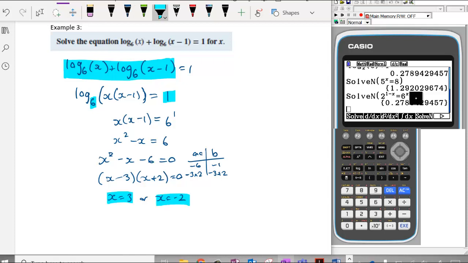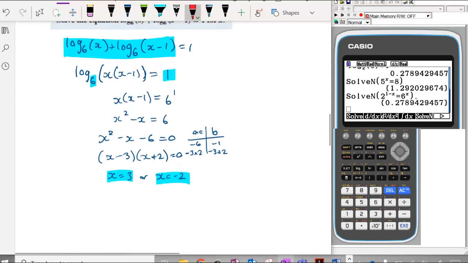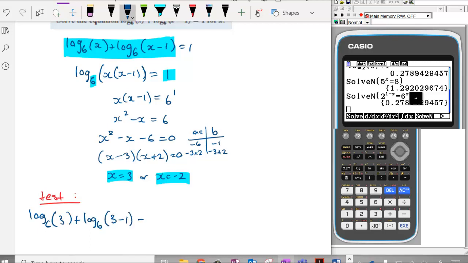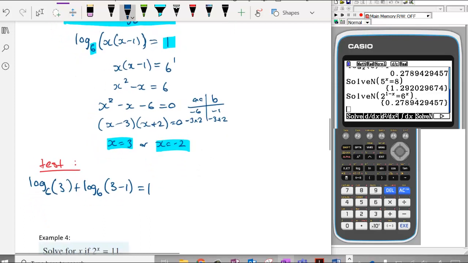Okay. In a scenario like this where we have two solutions, it's always handy to go back and put it into the original to make sure that it works, because sometimes these solutions come out, and they work for the product, but not for the original statement. So let's test them. So test, we have log base 6 of 3 plus log base 6 of 3 take 1 is equal to 1. Now, both of these values are positive, so they will work.